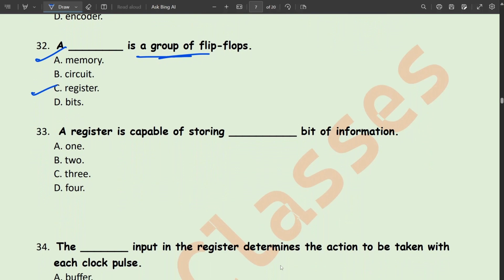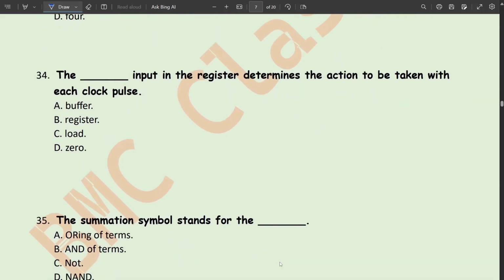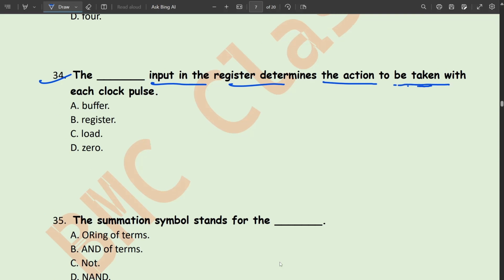Next, a register is capable of storing blank bit of information. How many bits can a register store? The answer will be 1. A register is capable of storing 1 bit. Next, the input in the register determines the action to be taken with each clock pulse. With each clock pulse, your answer will be load. The load input.